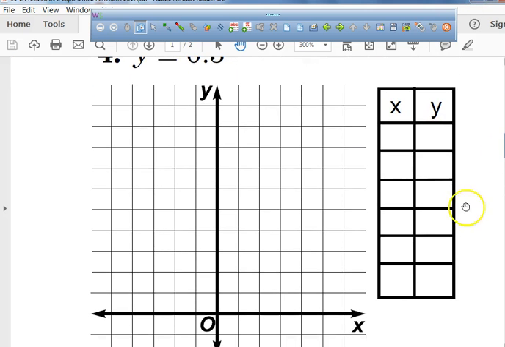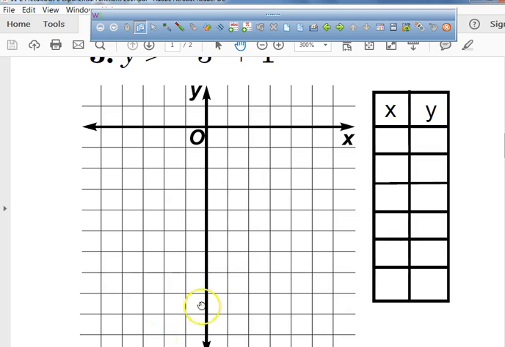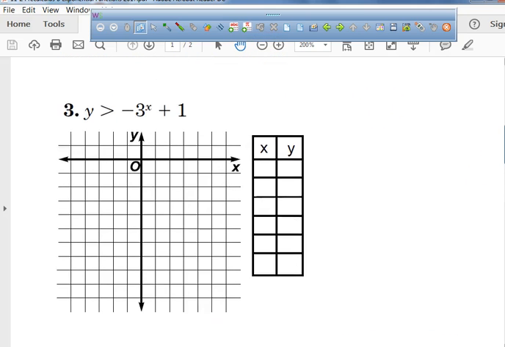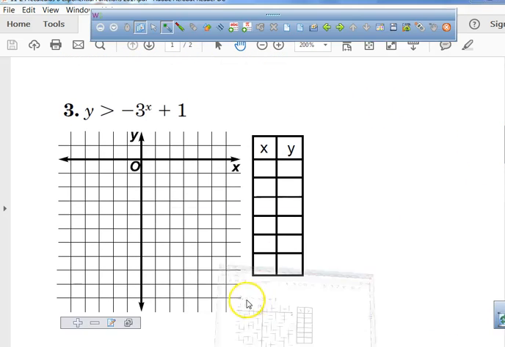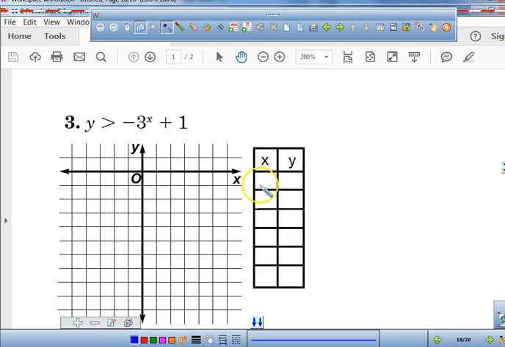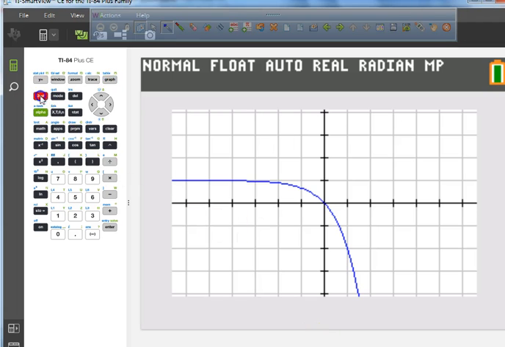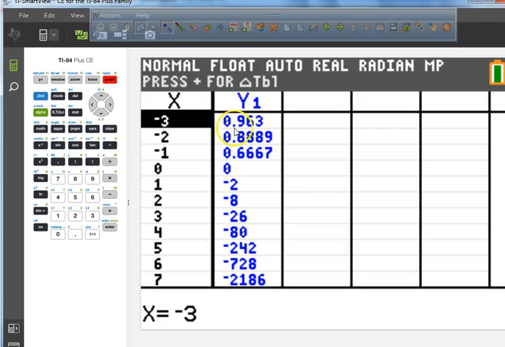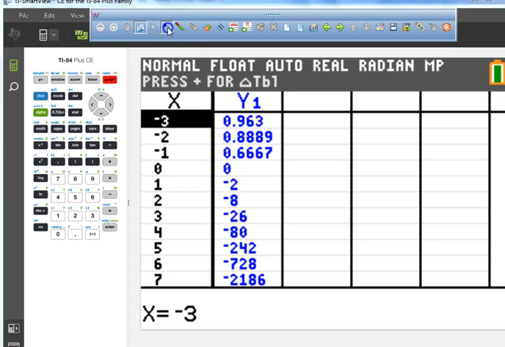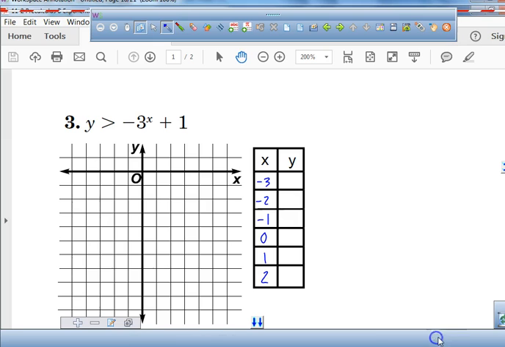Problem number 3. Here we go. Now, I'm just going to start with, I don't know, negative 3, negative 2, negative 1, 0, 1, and 2. So I'm going to look at my table. That's the first thing to do. Check my table. Second graph. Ooh, negative 3 is 0.963. So we'll take a snapshot of this. I can go back and forth. 0.963. So basically, 0.96, what's that really close to?